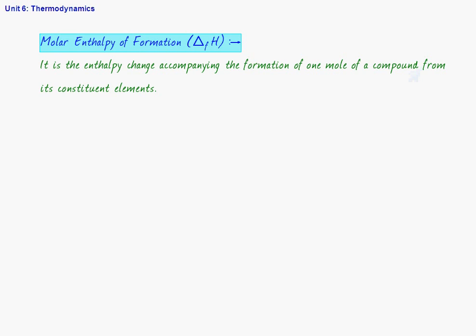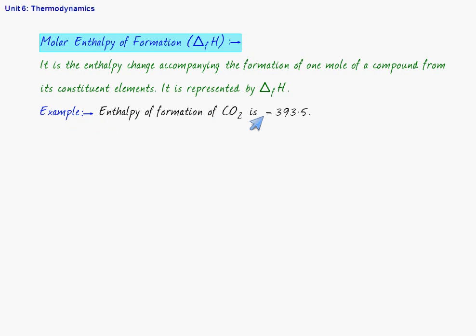Now let us consider an example. You know the enthalpy of formation of carbon dioxide is minus 393.5. So we can say that C solid plus O2 gas, when they combine together to form 1 mole of carbon dioxide gas, then delta H is equal to minus 393.5. This delta H is delta fH, the enthalpy of formation of carbon dioxide.